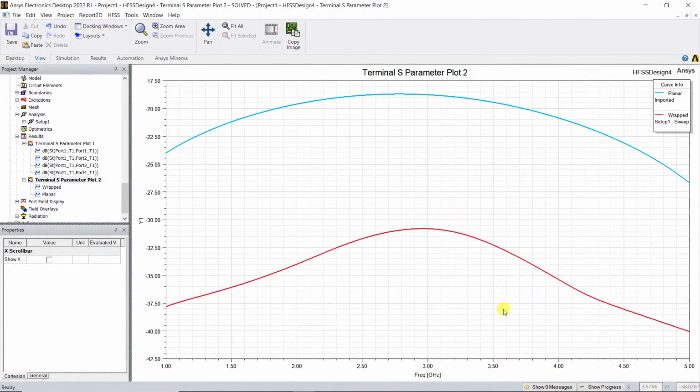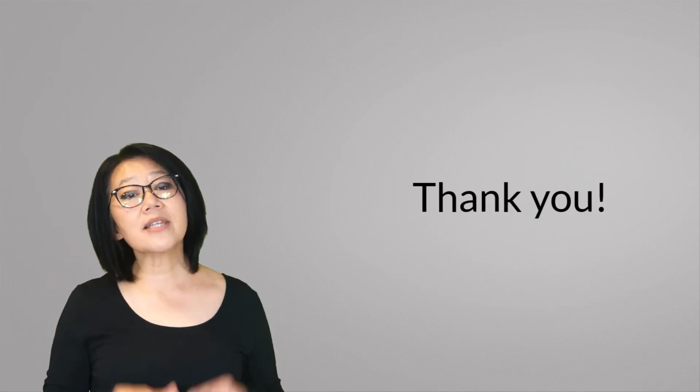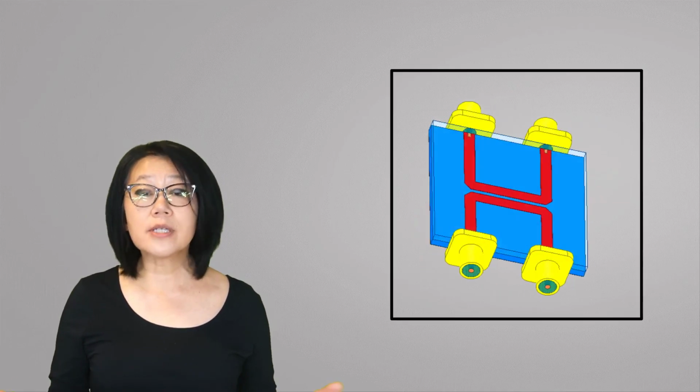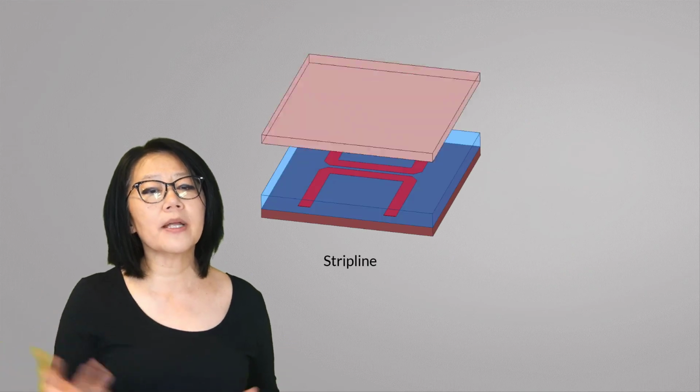And here are the S parameters for the planar and the wrapped single section coupler. Notice that with the wrapped model, the coupling decreases. This is expected. Thank you for watching this video that shows you how to analyze a single section coupler using different implementations. We use stripline and microstrip.